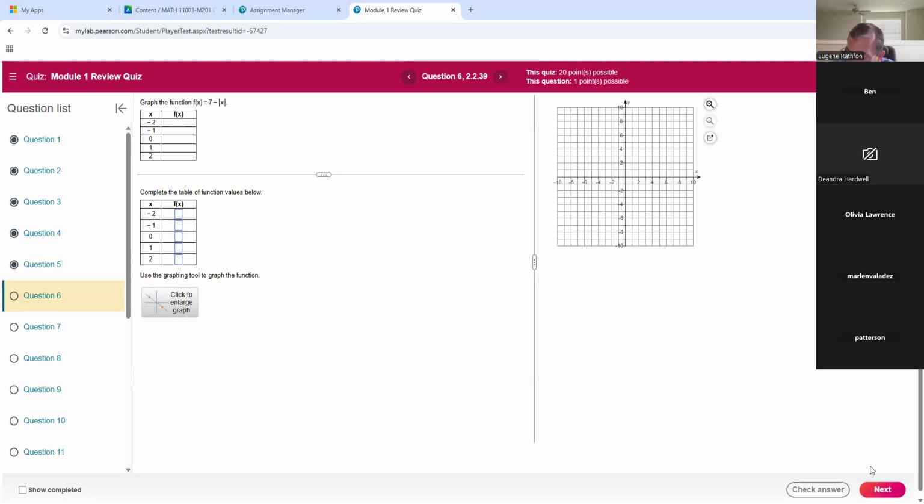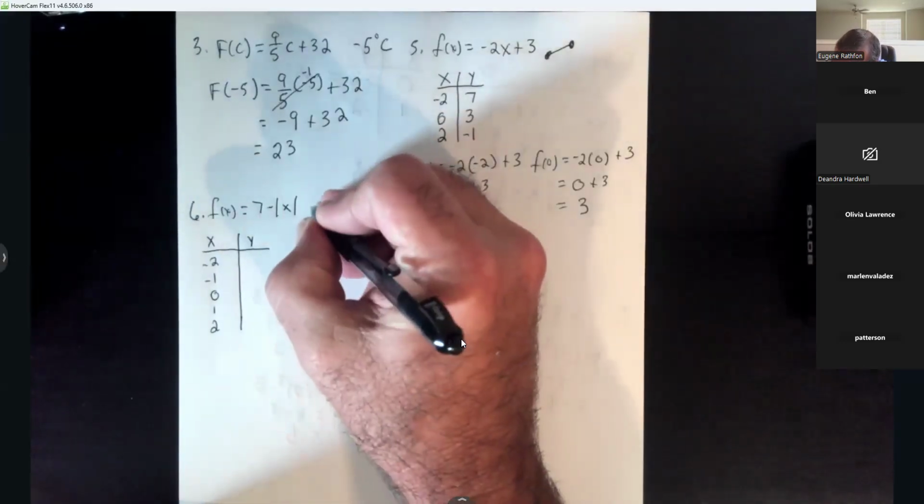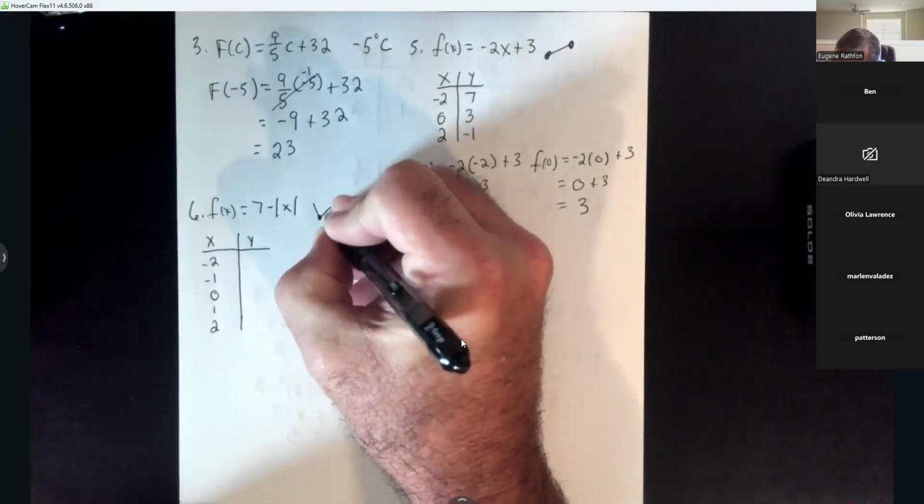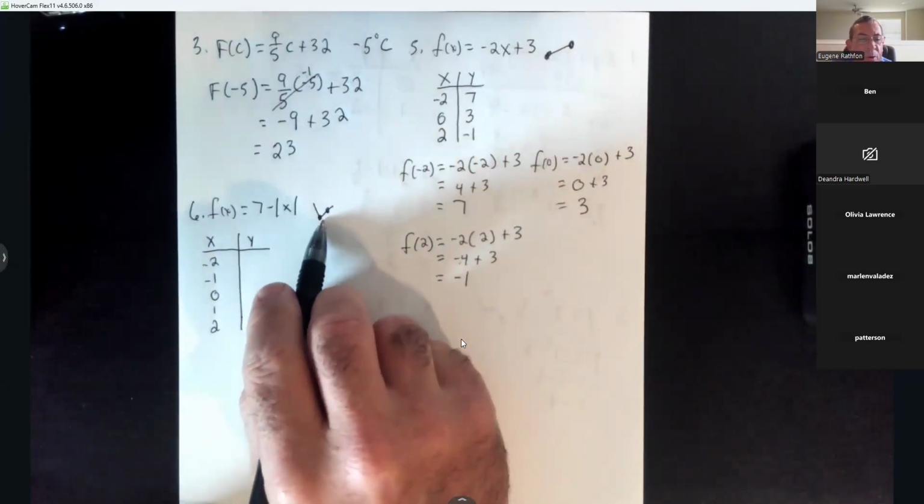All right, y'all, this one, f of x equals 7 minus absolute value of x. So let me get my x's and y's. So this one is negative 2, negative 1, 0, 1, and 2. The reason this one's giving you 5 points is we want you to see the symmetry on this graph. Now, that's the absolute value, so when I graph it, I'm going to use the absolute value tool.